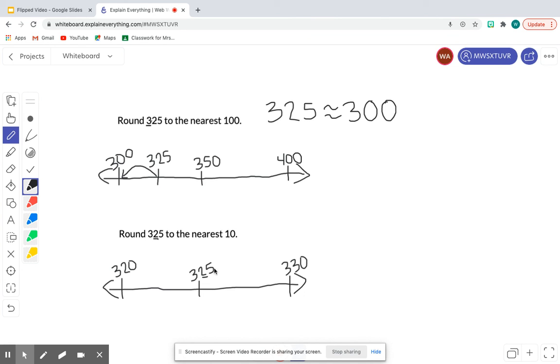So since the number to the right of the number in the tens place is 5 or greater, we round up. So therefore, 325 rounded to the nearest 10 is 330.